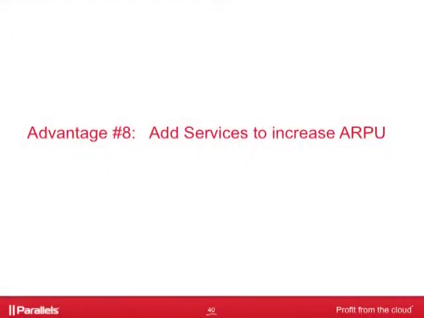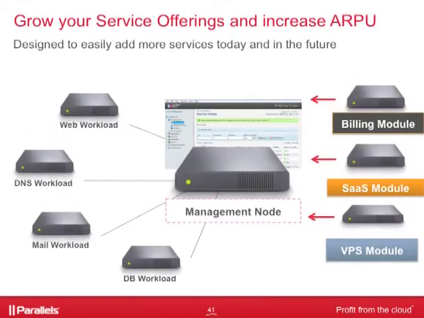So advantage number 8 is you could add services to increase average revenue per user. For example, as I've said, Plesk Automation, you have this management node, you have separate database, mail, DNS, and web nodes. You can easily grow that just by itself, really painlessly, but you should also consider the fact that you could add billing modules there. Anything you want. Plesk billing, fine. WHMCS, sure, not a problem, you can do that.